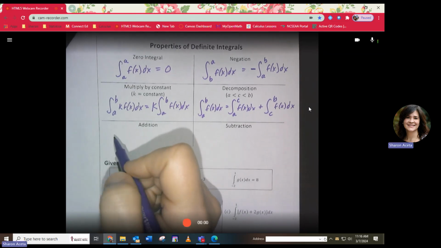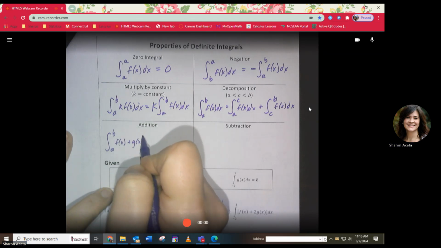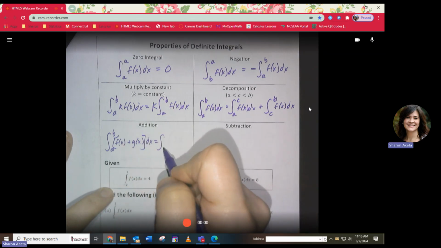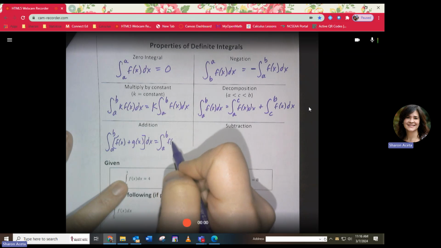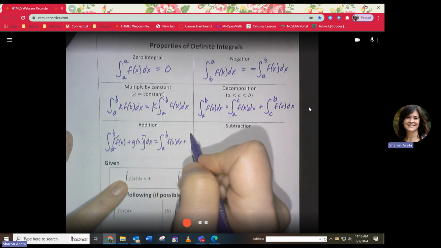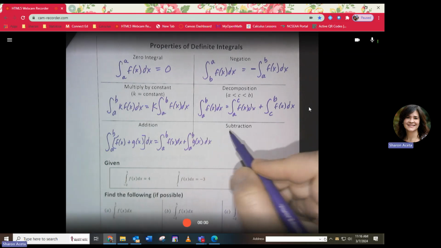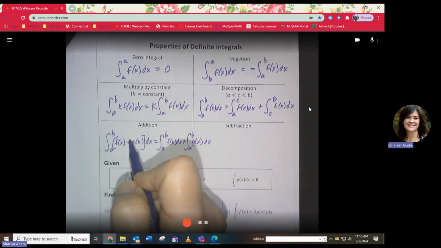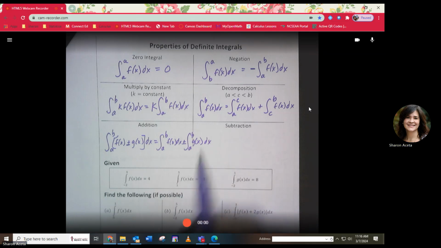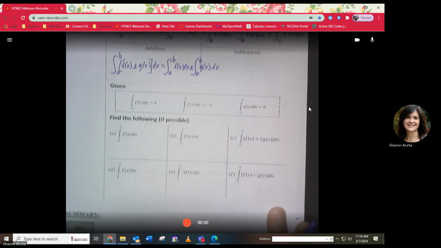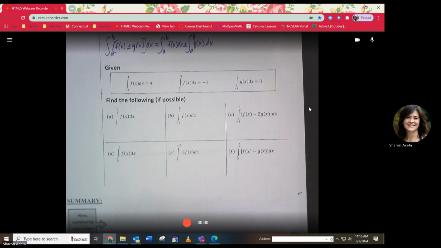And addition and subtraction is exactly what you think. If you are adding or subtracting multiple functions underneath the integrand with respect to x, well, you can just say, I'm just going to take the integral of f of x with respect to x, and then I'm going to take the integral of g of x. And the same would happen for subtraction. So I'm just going to put a little plus minus here. That's the same thing that'll happen. So let's do a couple of examples of this.